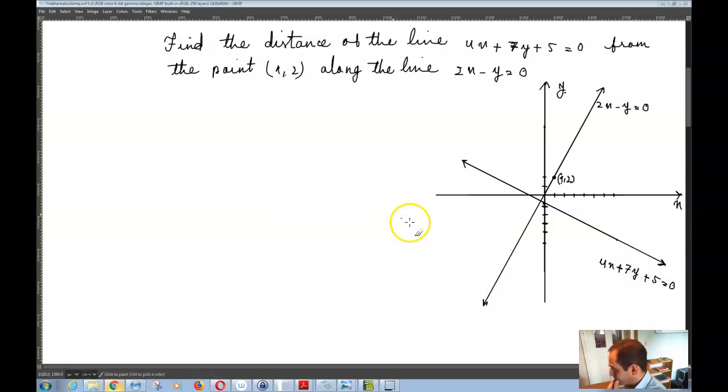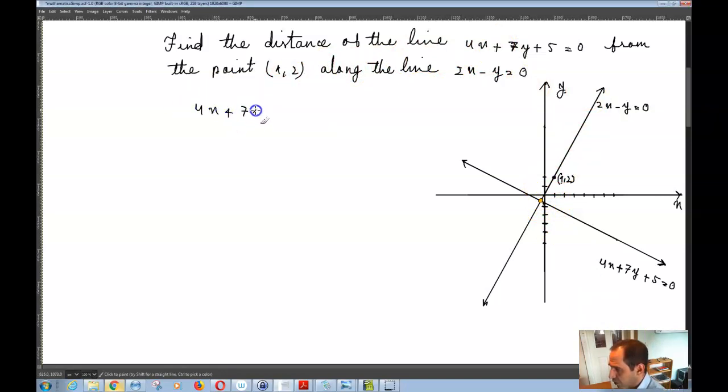And so what that means is that now you want to know the distance from this point along this line. You want to find out this distance over here. So it's not that complicated. If you find the point of intersection of these two lines, which is this point over here, then you can find the distance of these 2 points.